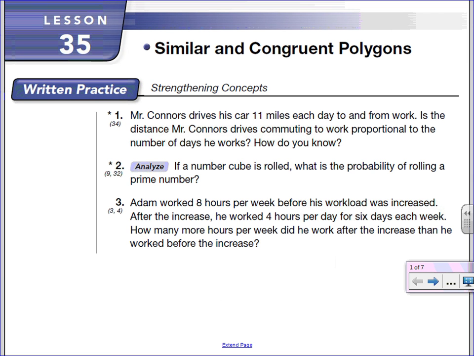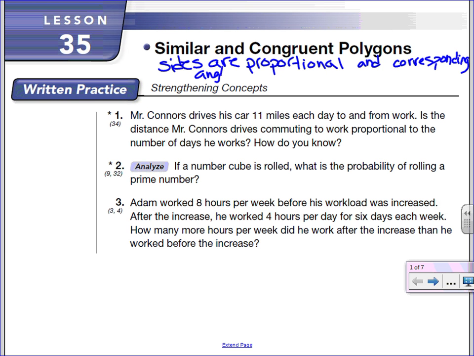Lesson 35 is on similar and congruent polygons. And what we talked about in class is that for a polygon to be similar to another one, the sides have to be proportional. And the angles are equal. And we'll do some problems about that later.